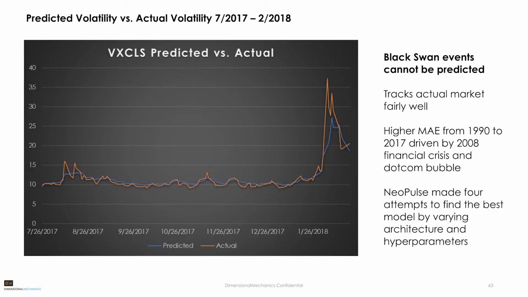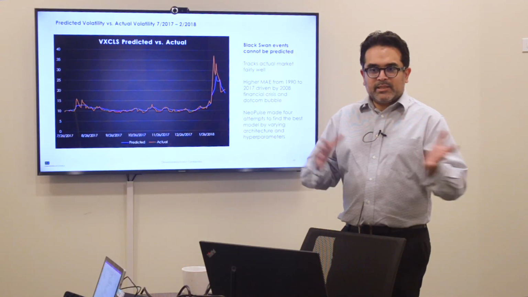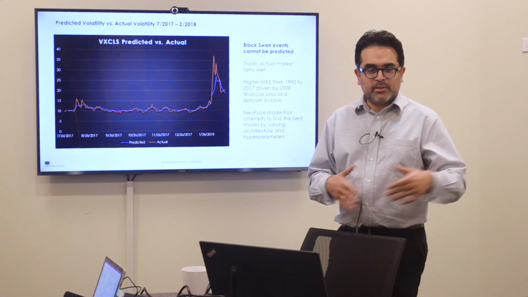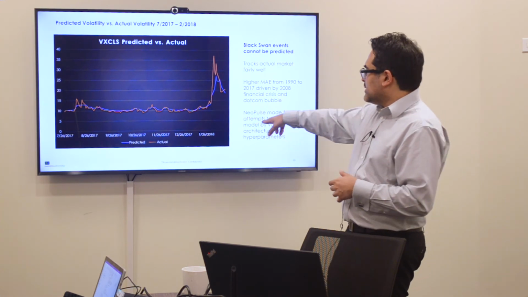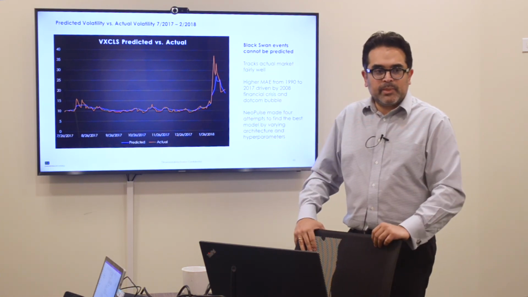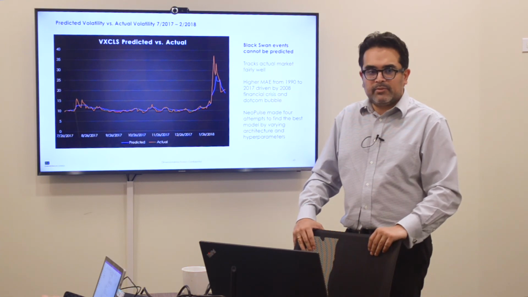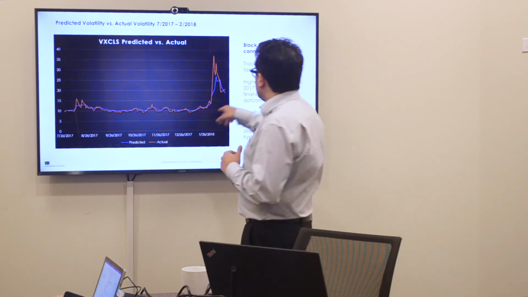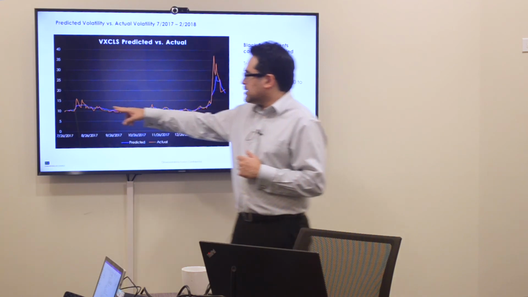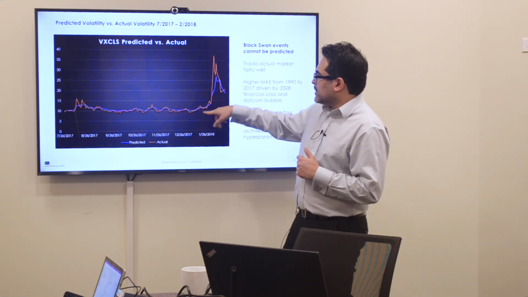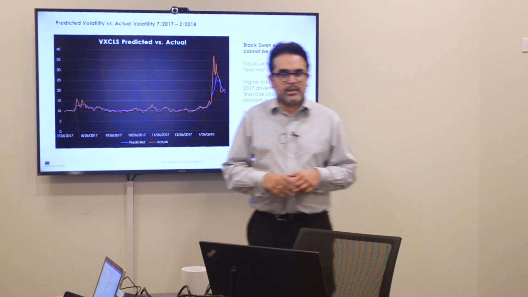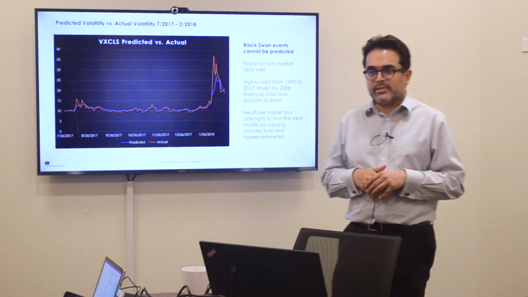So here's an example. What I did was I trained the model on data up to about July of 2017. And then I wanted to test it against real world data. So I looked at volatility from 2017 to 2018. This is just the standard VIX market. The blue line indicates what the model predicted, and the red or orange line shows you what the market actually was.